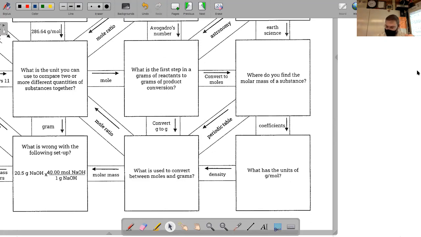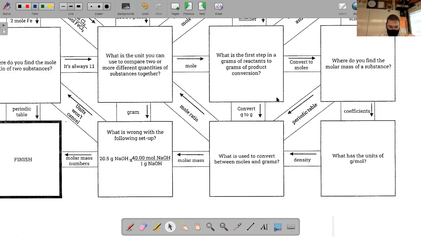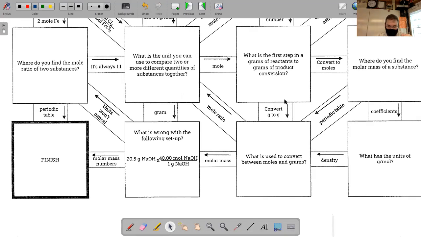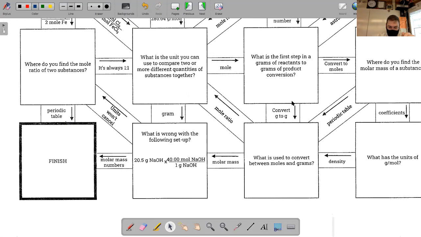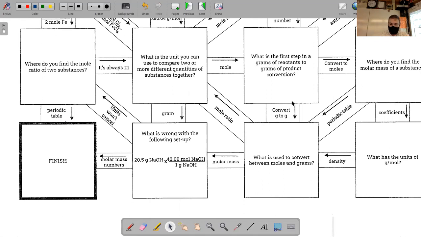So what's the unit that can compare two or more quantities of substances together? So, two or more quantities. So quantity is like counting. It's like a number of. It's like how many of the things do you have?